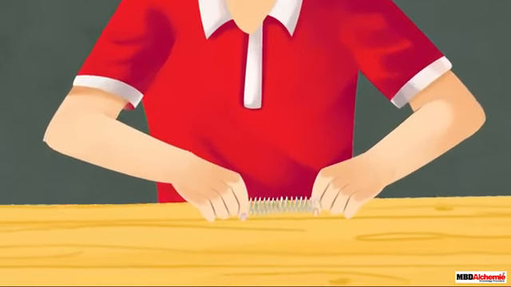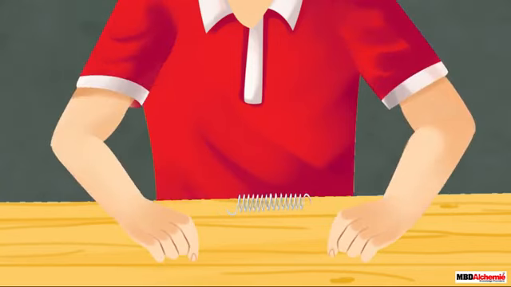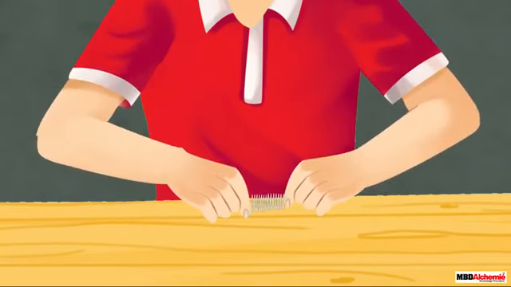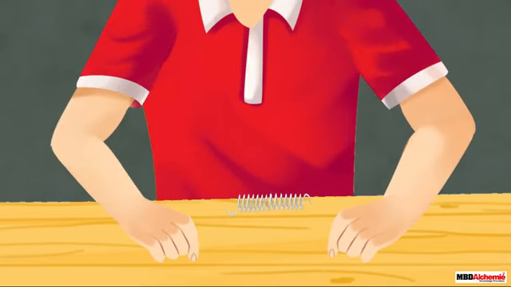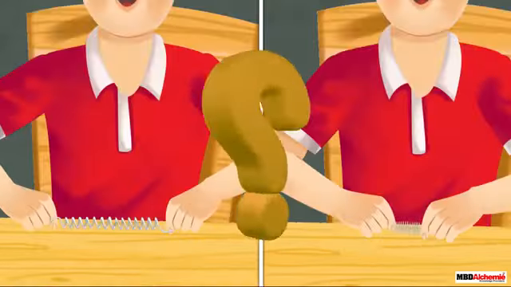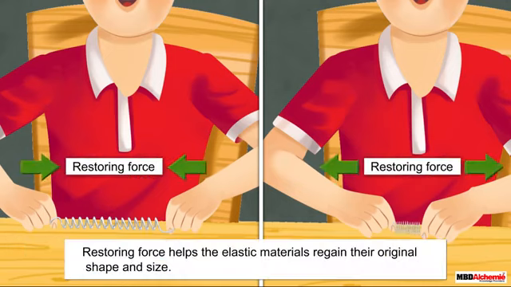When a stretched spring is released, it gets back to its original shape. Similarly, when we compress a spring and then release it, the spring regains its original shape and size. Do you know why this happens? In both the cases, a characteristic property of elastic materials is acting, which is known as the restoring force. It is this force that helps the elastic materials to regain their original shape and size.